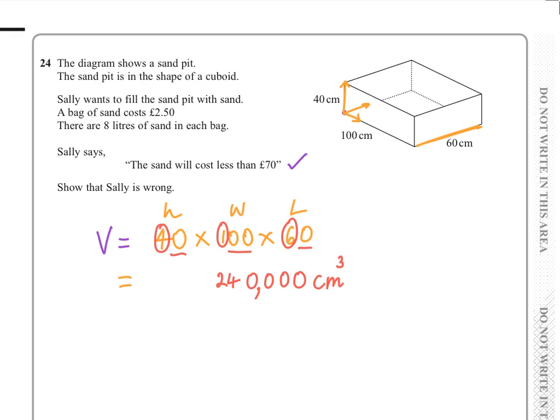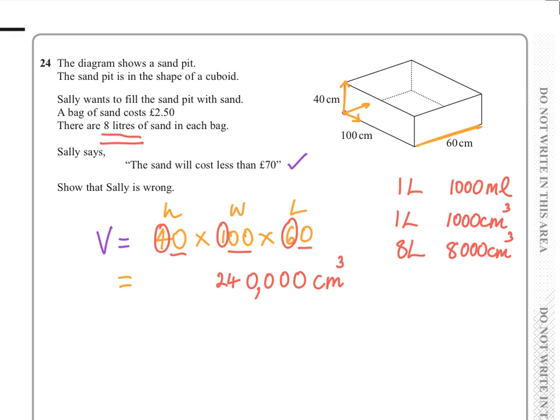Now, we know there is 8 litres of sand in each bag, and in this case it's rather strange to use the word litre of sand. I would have probably said 8,000 centimetre cubes, because sand to me is not like a liquid, but this is what the question says, so we'll work with it. 1 litre is 1,000 millilitres. So in this case we're looking at the sand behaving like a liquid, and we've got 1,000 centimetre cubes. So that's 1 litre. So an 8 litre bag would have 8,000 centimetre cubes in it.